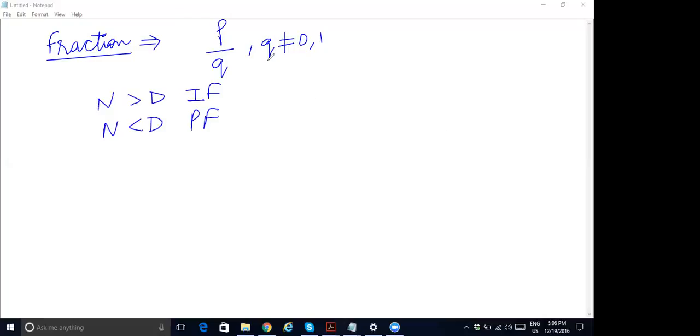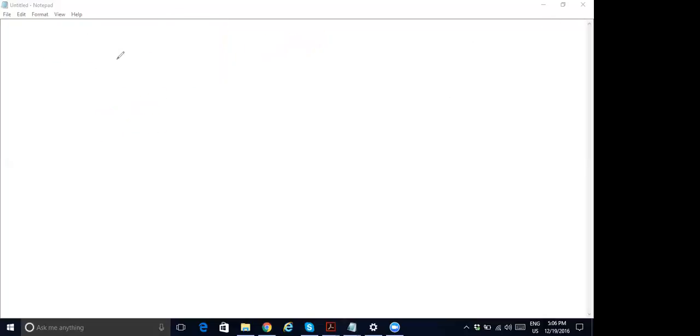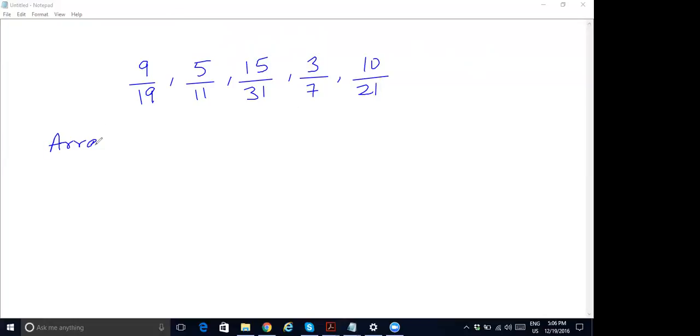Okay. Now the kind of questions that are asked on GMAT. For example, let's say we have to compare 9 by 19, 5 by 11, 15 by 31, 3 by 7, 10 by 21. The task is to arrange these values in an ascending order. How will you do that?